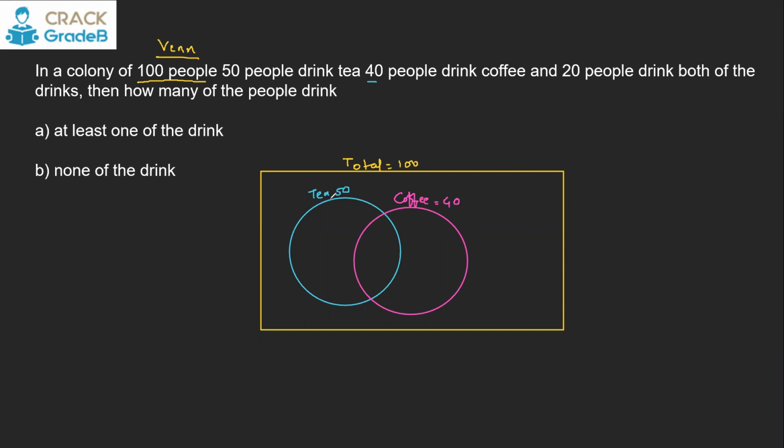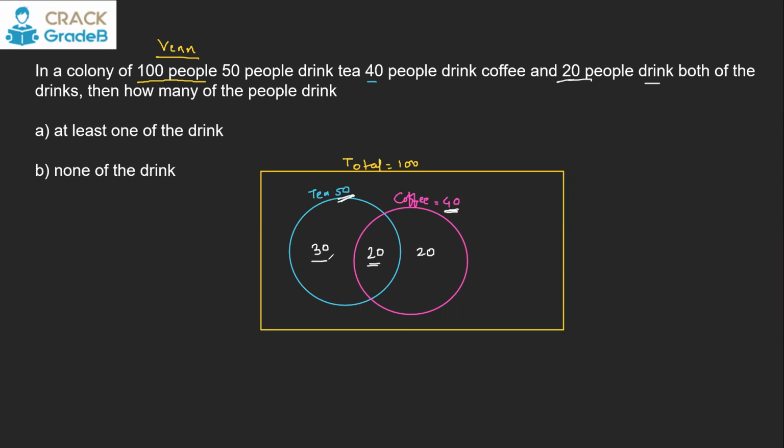Now we know the entire blue circle has 50 people in it, and the entire pink circle has 40 people in it. 20 people drink both the drinks. That means 20 people should come in both the circles, in the intersection, the area which is common between both the circles. So 20 you are going to write here. The entire blue circle is 50, out of which 20 go here, so the remaining 50 minus 20, 30 people, will come here. Similarly, the entire pink circle has 40, out of which 20 go here. So 40 minus 20, the remaining 20 will come here.